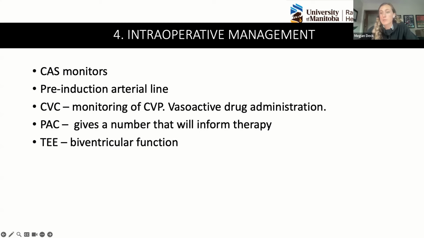One could also consider the placement of a pulmonary artery catheter in such cases, as this provides a dynamic number that will inform therapy. However, the benefit of pulmonary artery catheter use has not been demonstrated in non-cardiac surgery, and unless you're very familiar with their insertion and interpretation, I would advise it best be avoided. Lastly, for those trained in its use, TEE is a valuable tool for assessing dynamic biventricular function, as well as assessing for valvular abnormalities intraoperatively.